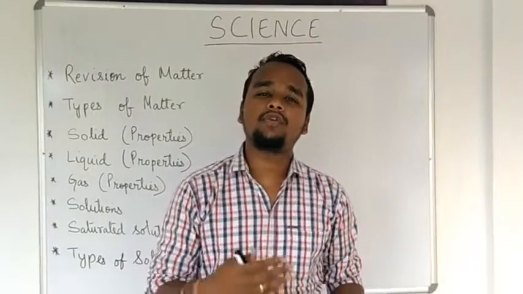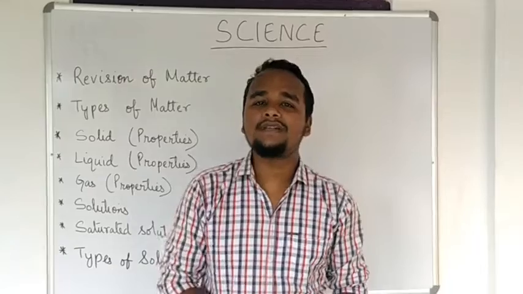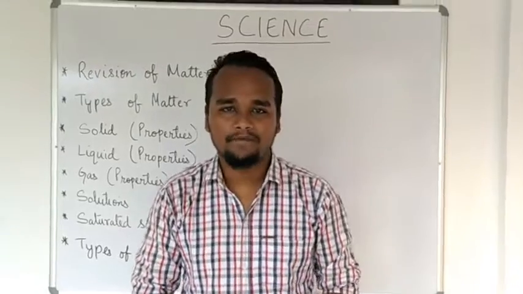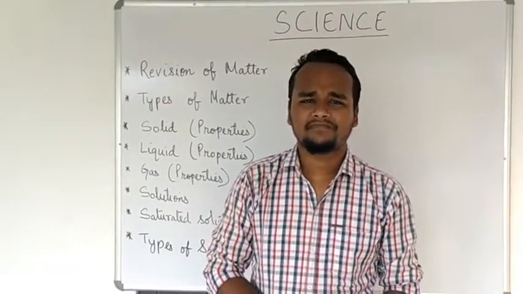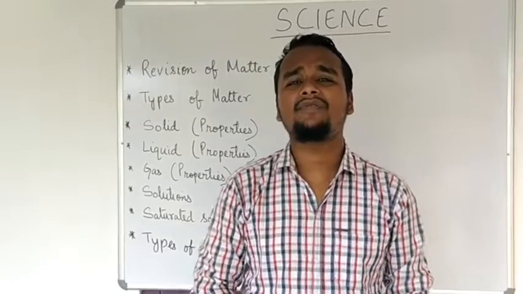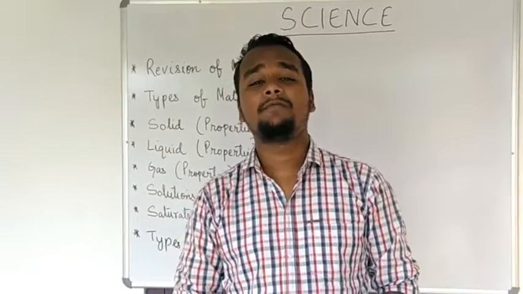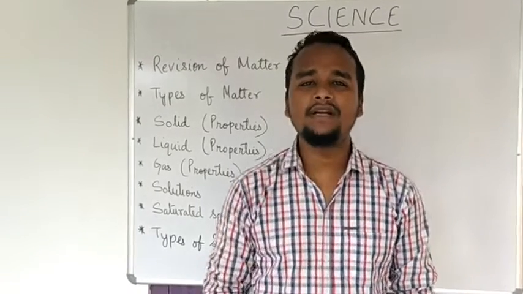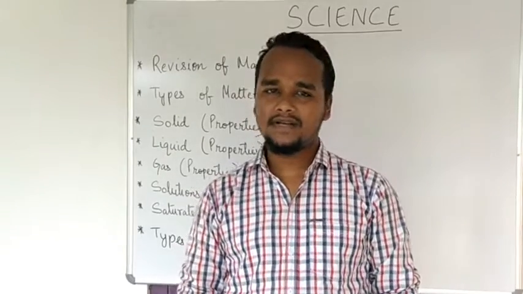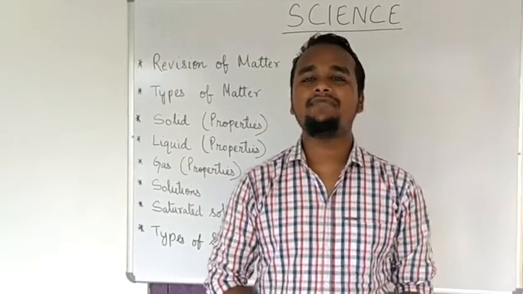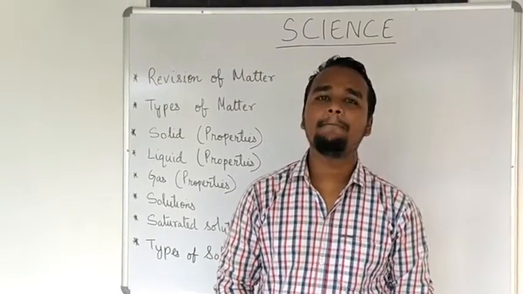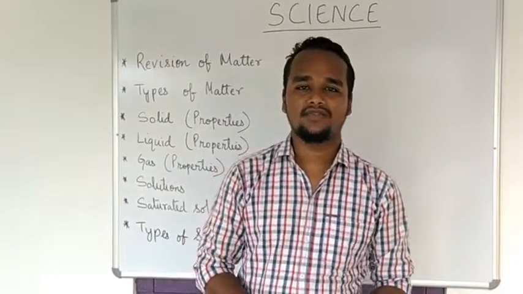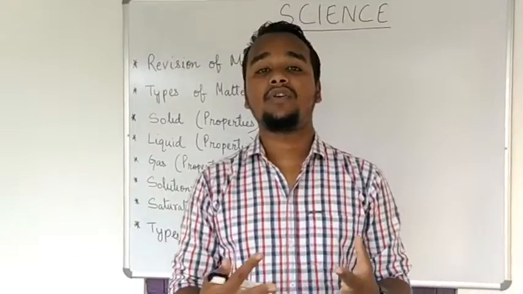Then we went on to gases. In gases, what did we discuss? Gases have neither a fixed shape nor a fixed volume. The intermolecular forces of attraction between the molecules in gases are very weak, weaker as compared to solids and liquids. Clear? We cannot get any fixed shape of gases. They have large or more intermolecular spaces. So this is what we discussed about the types of matter.